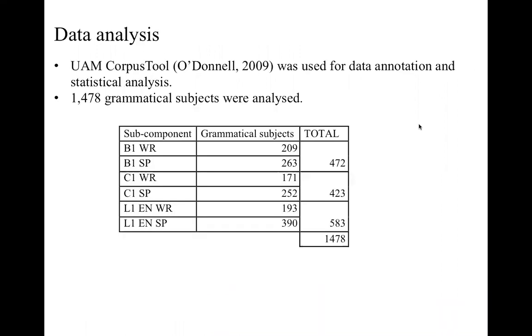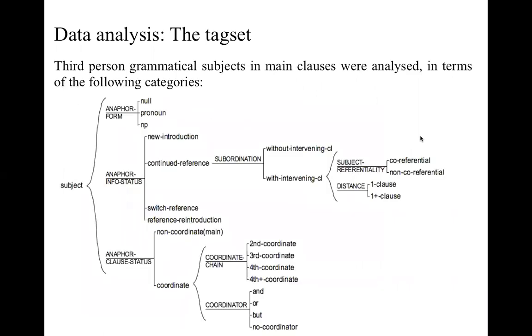And for data analysis, I've used the UAM Corpus Tool, which is an annotation tool, which can also be used to conduct statistical analysis, chi-square mostly. All in all, almost 1,500 grammatical subjects were analyzed. These are the categories of analysis.